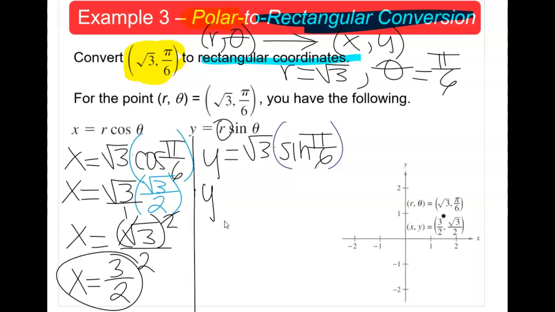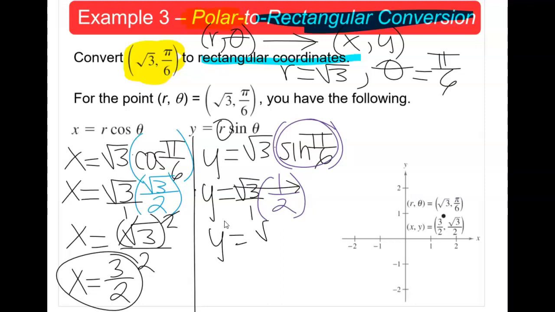Now let's find y. So this will be y is equal to the square root of 3 over 1. And we replace the whole expression, all of it. The sine of pi over 6, that is my favorite. Sine of 30 is 1/2. And so we multiply horizontally. So the square root of 3 times 1 is the square root of 3. 1 times 2 is just 2. So that is the y coordinate.